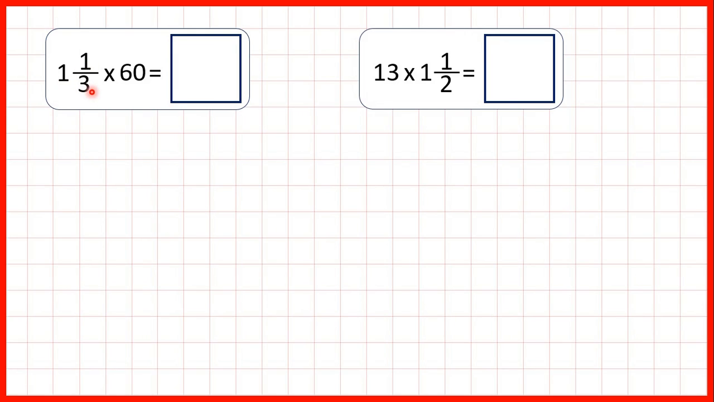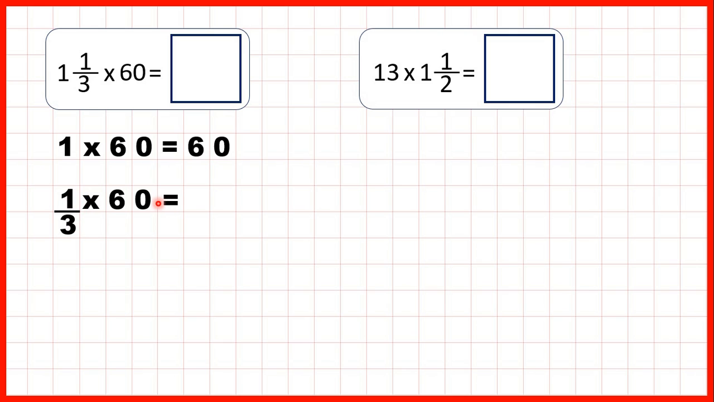Now 1 and 1/3 times 60. So we can follow the same steps. Do 1 times 60, do 1/3 times 60, and then add up our answers. So 1 times 60 is of course 60, and with 1/3 times 60, we have to remember to only multiply the numerator by 60. So 1 times 60 is 60, the denominator stays the same, so we have 60 thirds.